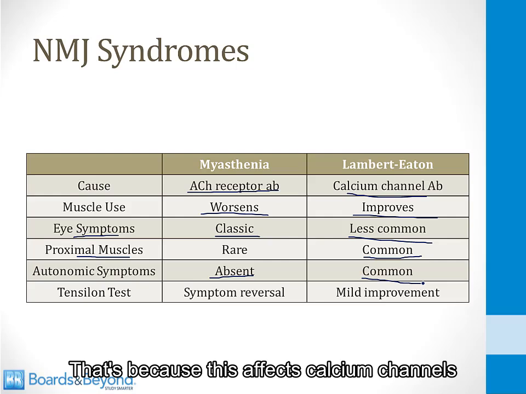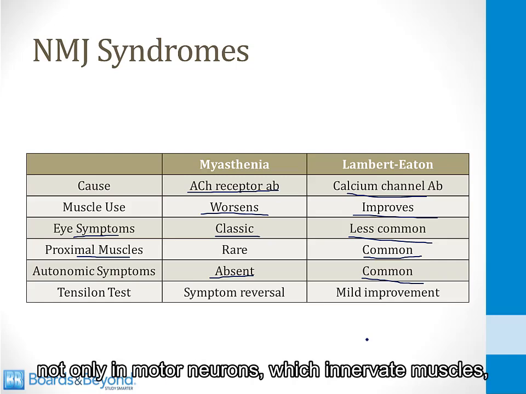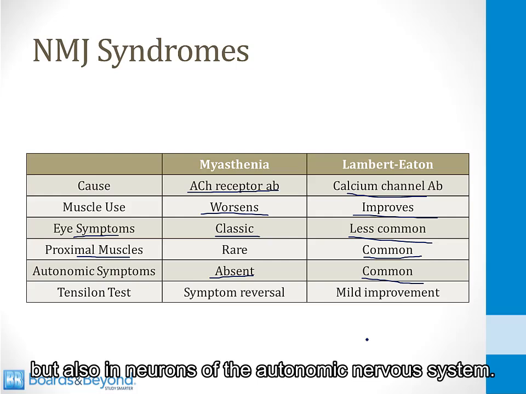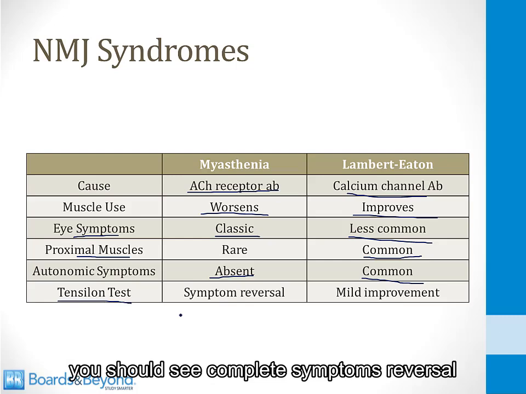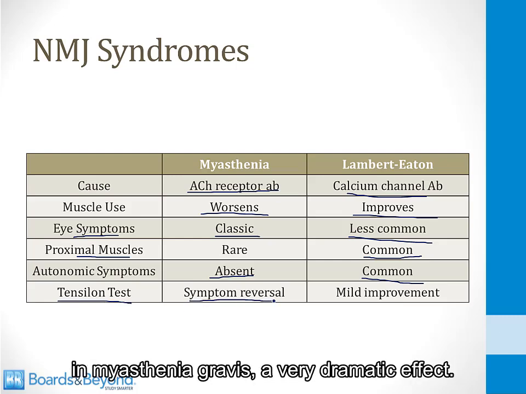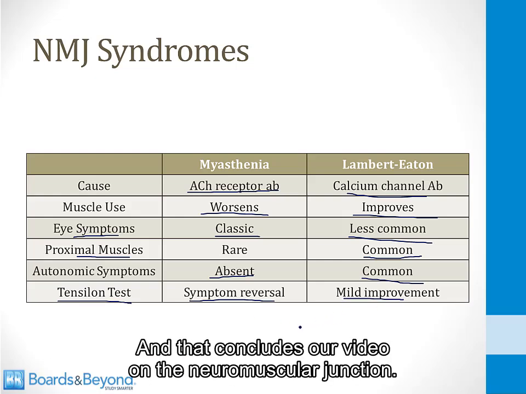That's because this affects calcium channels on presynaptic neurons. Those calcium channels are found not only in motor neurons, which innervate muscles, but also in neurons of the autonomic nervous system. And then finally, if you perform the tensilon test, you should see complete symptom reversal in myasthenia gravis, a very dramatic effect. You see only mild improvement in Lambert-Eaton. And that concludes our video on the neuromuscular junction.